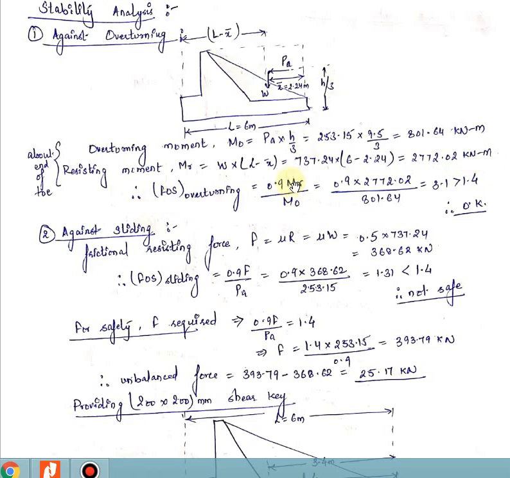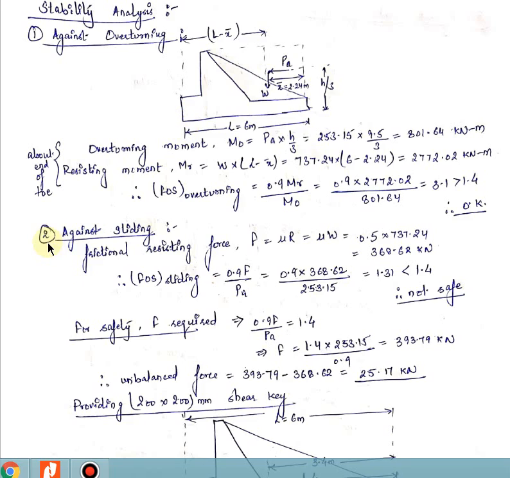Now put the values in the formula of factor of safety against overturning. So it is 0.9 Mr upon M naught. Put all the values, you will get 3.1, which is greater than 1.4, therefore okay. Therefore our counterfort retaining wall is stable against overturning. It will not overturn about the toe.